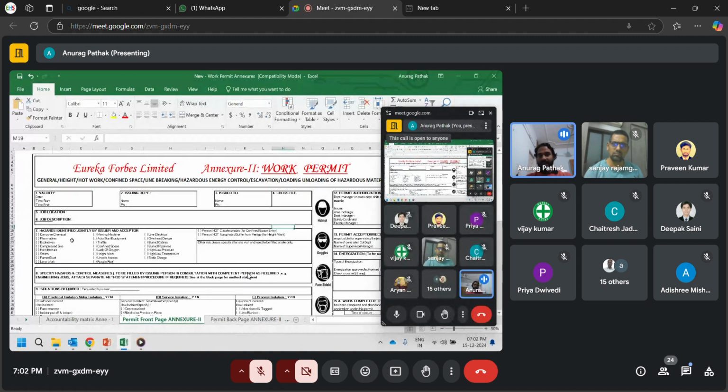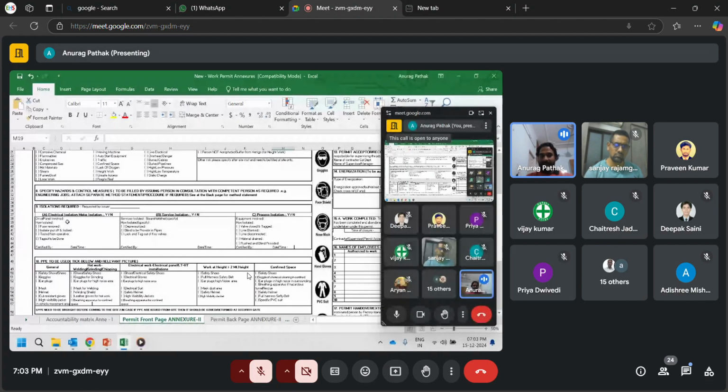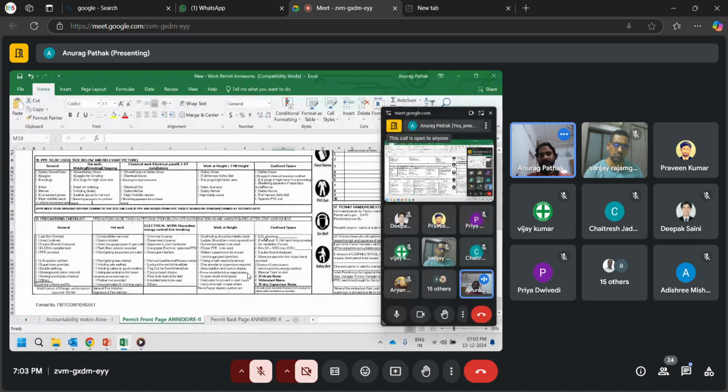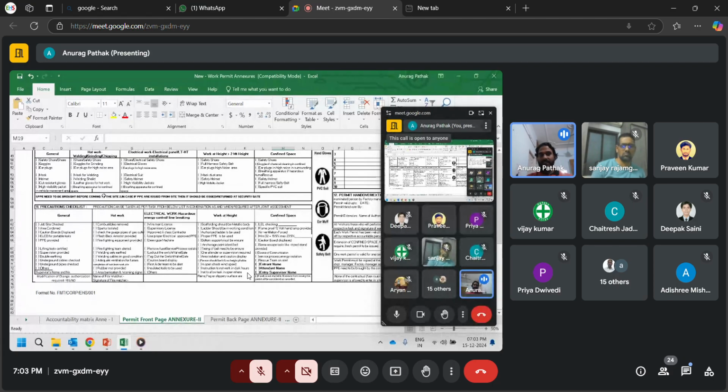Even the word hazard is there, hazard identification. If we want to isolate any system, the PPE to be used is shown in the relevant picture: general, hot work, electrical, work at height above 2 meters, confined space. The PPT and the precaution check sheet are there. We have even written the name of the fire watcher inside our plant.